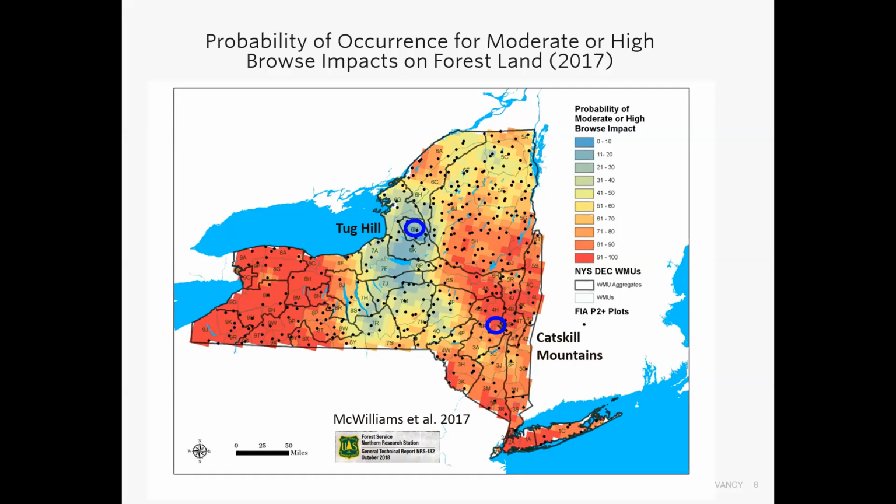So the areas in red, based on the FIA field data, have a higher likelihood of high to moderate browse impact. And so what I just wanted to illustrate here is that this really is two stories, in that the Tug Hill restoration project is predicted to have low deer impact, whereas in the Catskill Mountain project, one of the driving factors is the high deer browse.